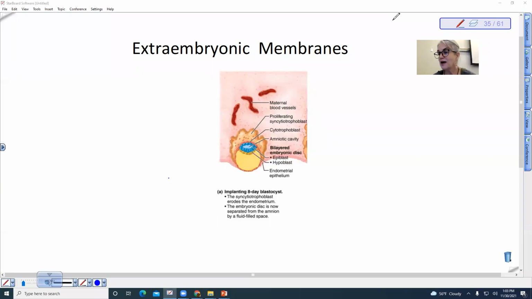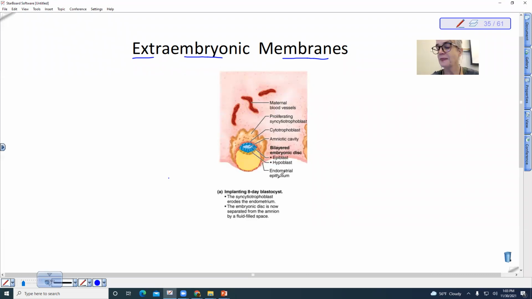Early on during embryonic development, we start to get cell differentiation and cell specialization, and we get what are called extraembryonic membranes. These are the membranes that actually do not make up the embryo. We start out as an embryonic disc, or actually there's an inner cell mass first, and that embryonic disc then differentiates into the epiblast and the hypoblast.